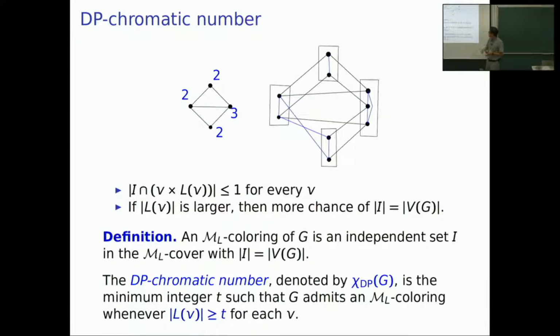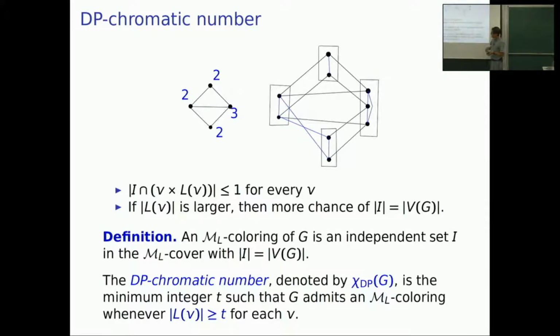So here we select a vertex, and this is a coloring, so we call it a coloring. We call an M-L coloring of G an independent set I such that the size equals the size of the original graph. So if we are able to select this independent set I, we call it a coloring. Actually, we select one vertex from each set, but this is a coloring, so we call it a coloring.